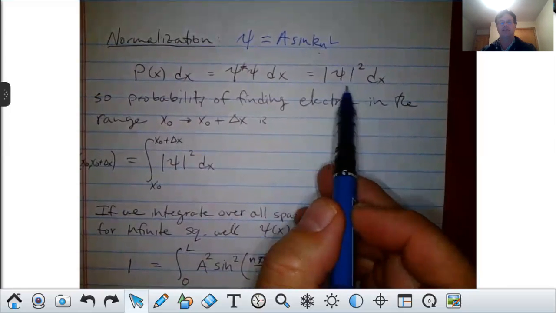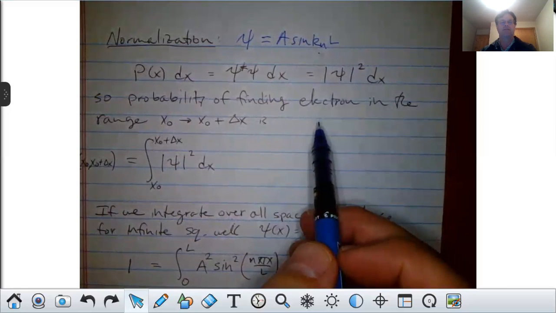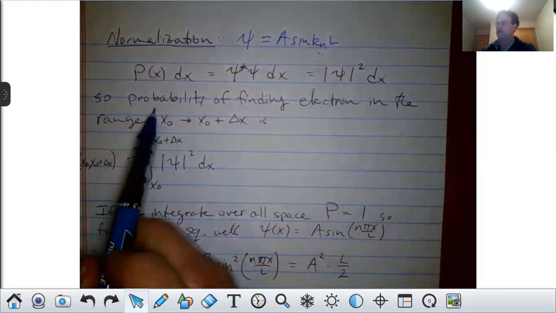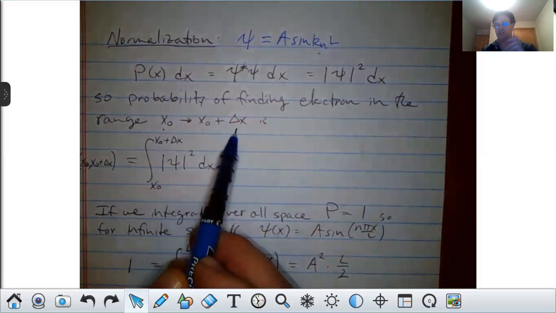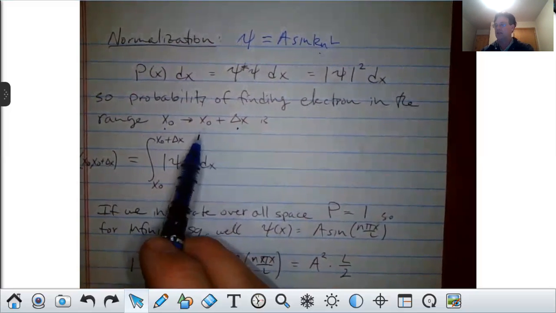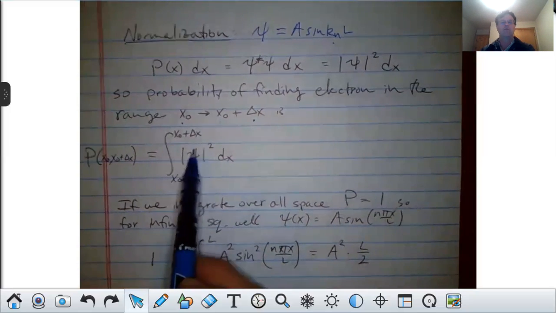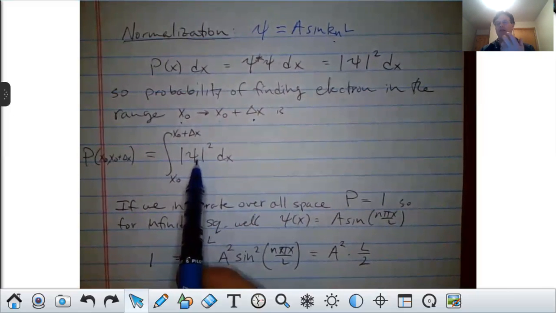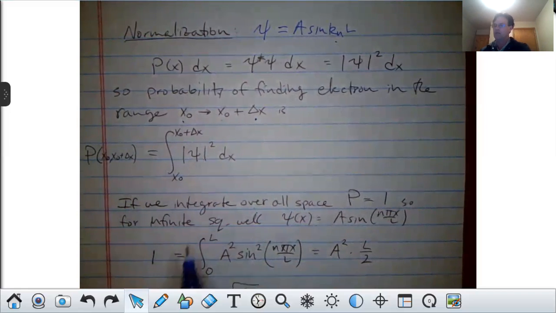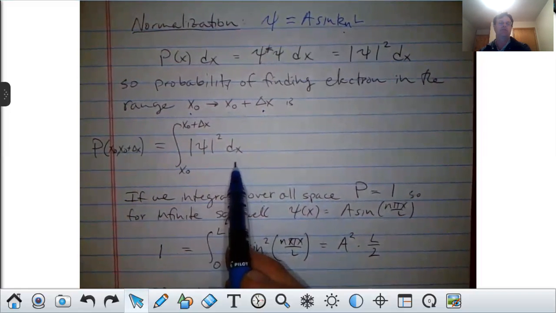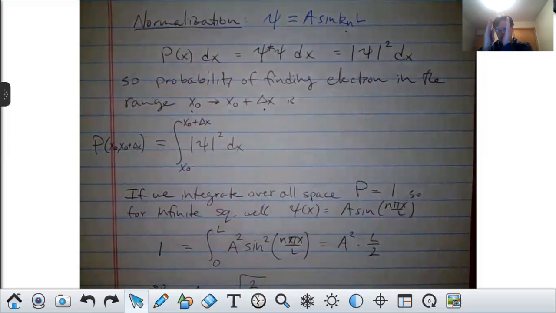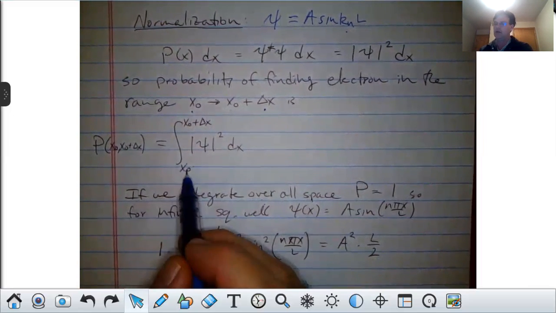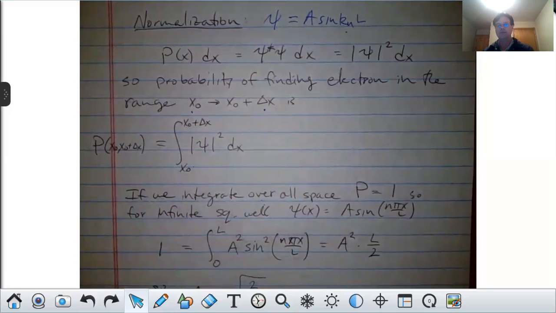But often you'll see it as just psi squared dx. So again, the probability of finding the electron in the range x0 to x0 plus delta x is the integral over the wave function. So it's sort of a probability density. Psi squared is a probability density. It's a probability per length in this case. And if I want the probability for the electron to be somewhere, I have to integrate between the limits of where I'm looking.